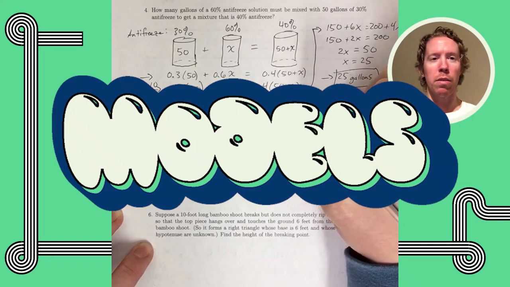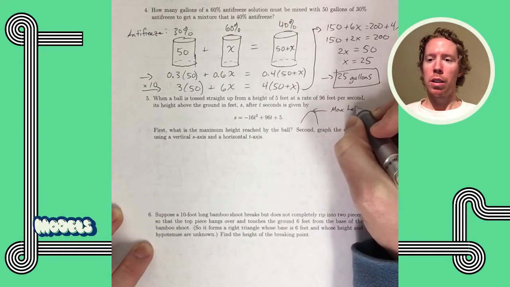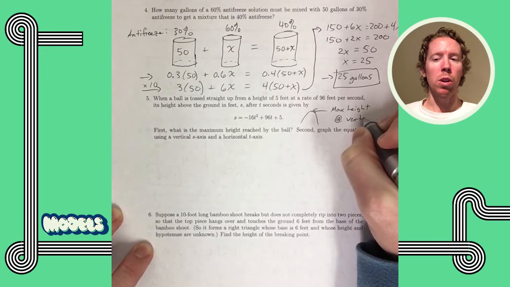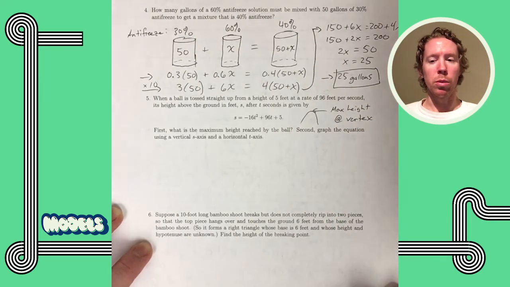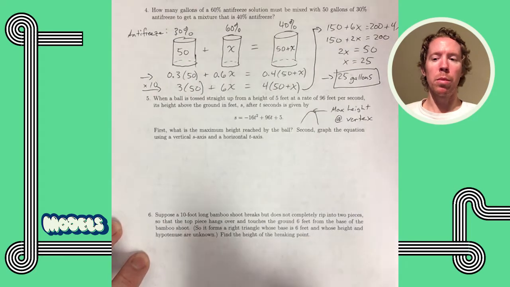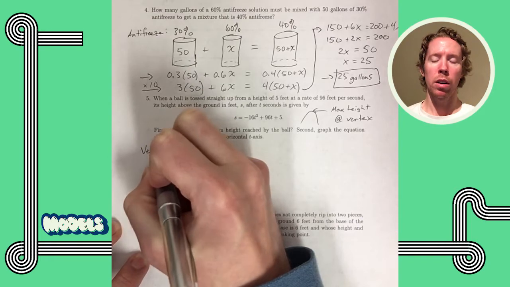If we have a projectile that's fired straight up into the air, in this case a ball that's thrown straight up into the air, then the height of that versus the time can be modeled as a quadratic equation. It's this equation that you're given here. The minus 16 is a number that's coming from the acceleration due to gravity.